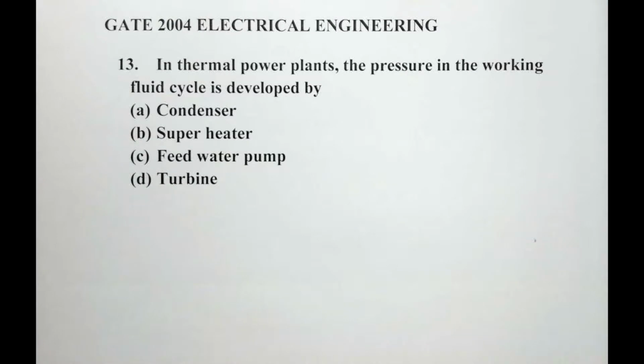Okay, here's the next question, number 13. In thermal power plants, the pressure in the working fluid cycle is developed by, so the four options are condenser, superheater, feed water pump, and turbine.